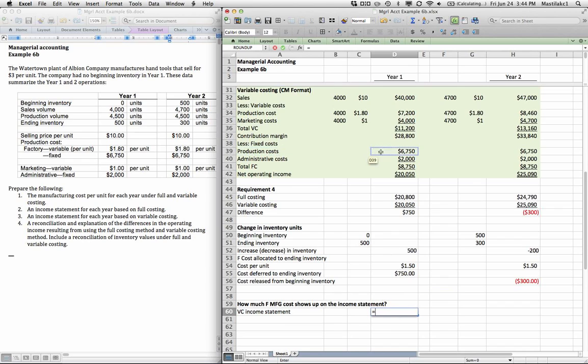We can say fixed production cost, $67.50, shows up. We see it split out here. That's how much it is. It's the same thing for both years. All of our fixed overhead, all of our fixed production cost shows up on the variable costing income statement because it's fixed. What about on our full costing income statement?